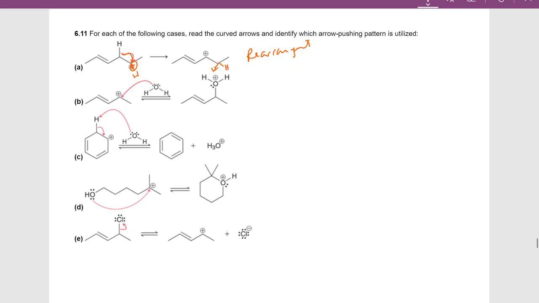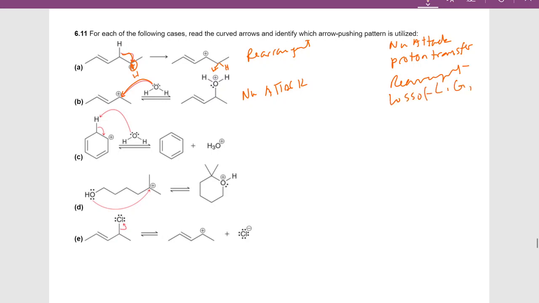On B, we've got an oxygen attacking a carbocation. So what is that? That's not a hydride shift, okay? It's not a proton transfer, so it has to be a nucleophilic attack. So what were our steps? Let's remember, we've got nucleophilic attack, proton transfer, rearrangement. What's the third one? Loss of leaving group. Okay. So we can have any of these 4 steps in our mechanism, right?